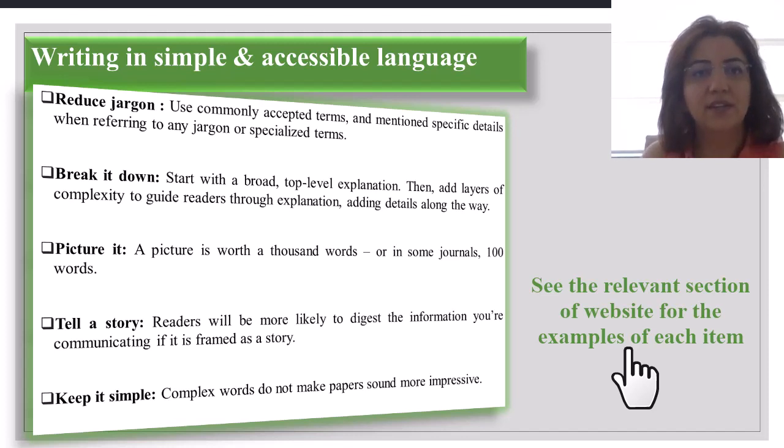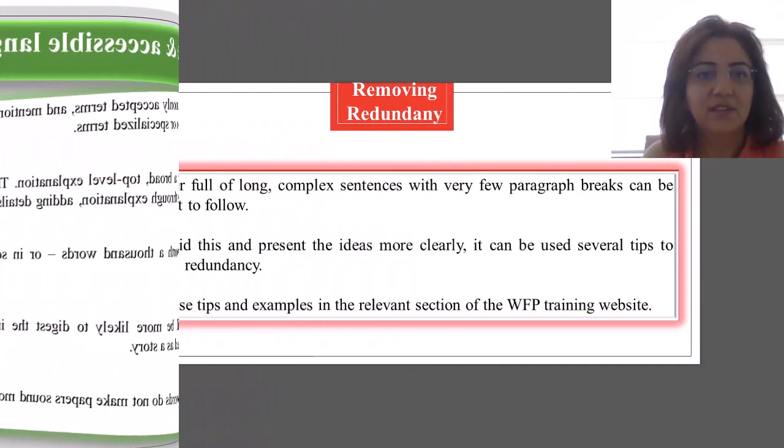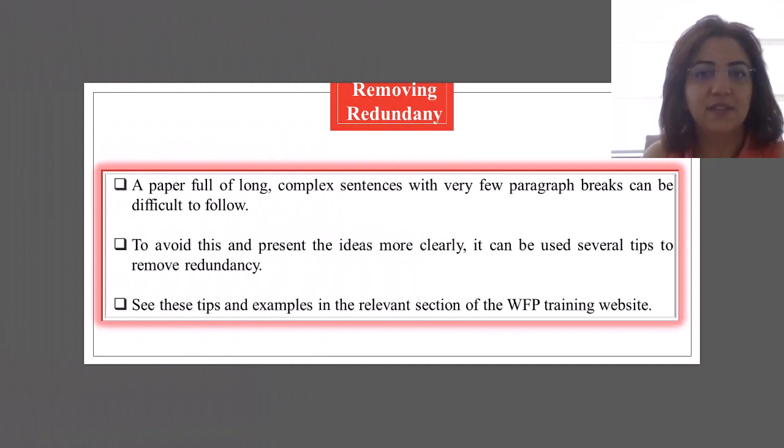Many authors writing scientific papers, especially non-native English-speaking authors, feel that they need to use complex words to make their papers sound more impressive. However, this is not the case. Editors of high-impact journals want to receive papers that are clearly written and can be easily understood by as wide an audience as possible. Removing redundancy is another way to make scientific language more simple and accessible.